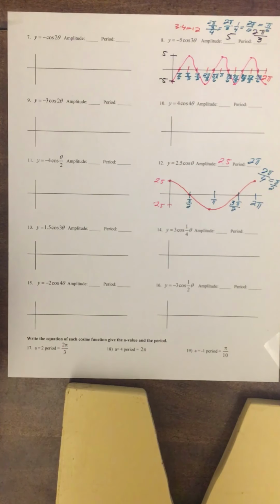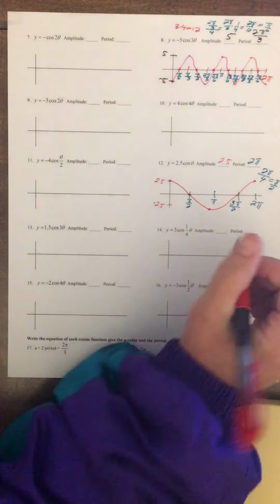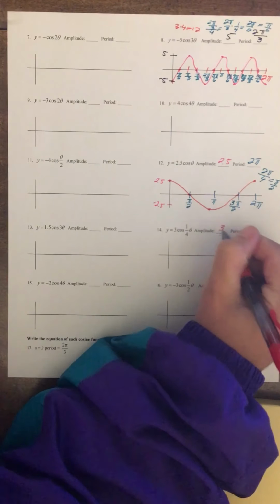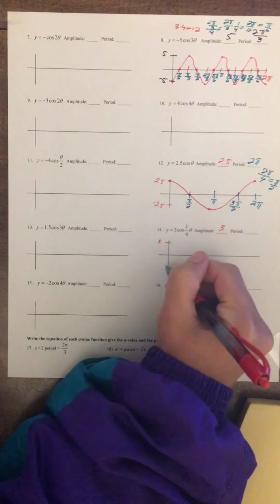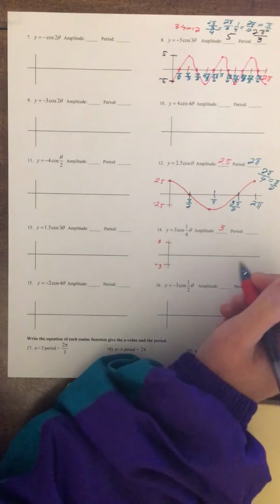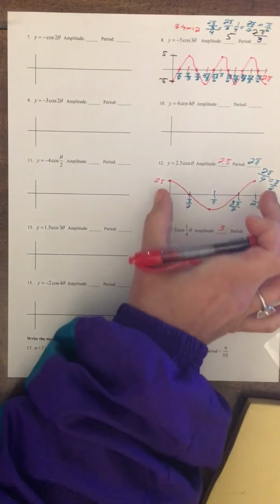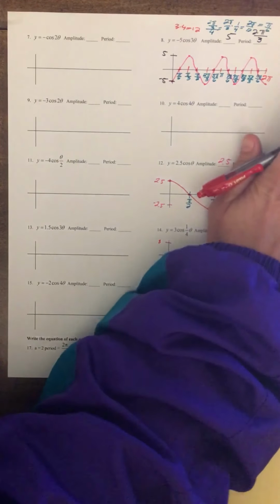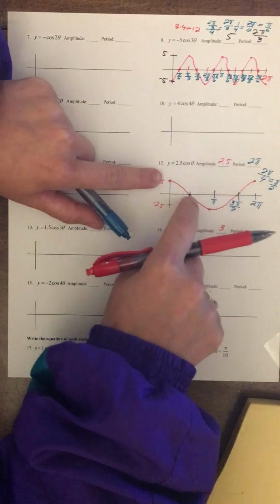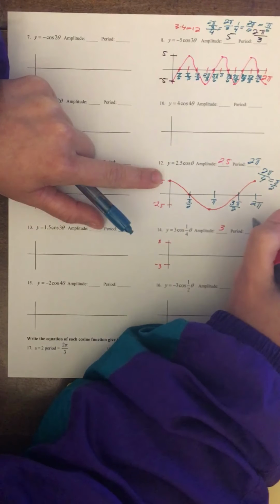On number 14, the amplitude here is 3. This would be negative 3. And we're only talking about a fourth of a cycle. So if this is 1 cycle, that would just be half a cycle. So we're just looking here. And our period is 2 pi over b.